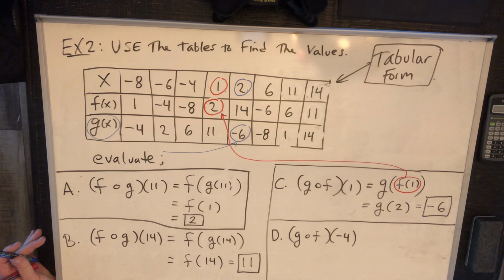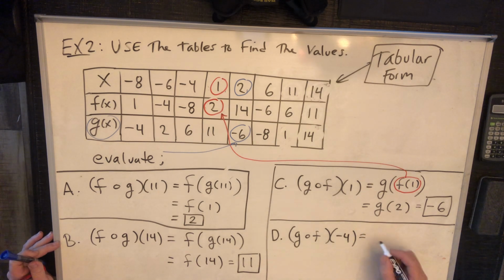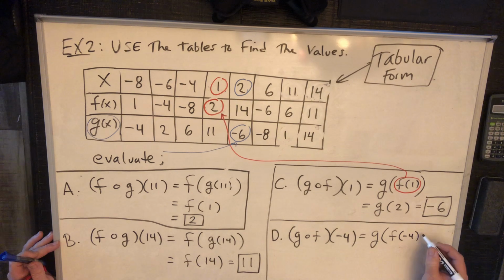At this point, I typically ask, are there any questions? But under the given circumstances, I'm just going to continue the last example. So g of f of negative 4.